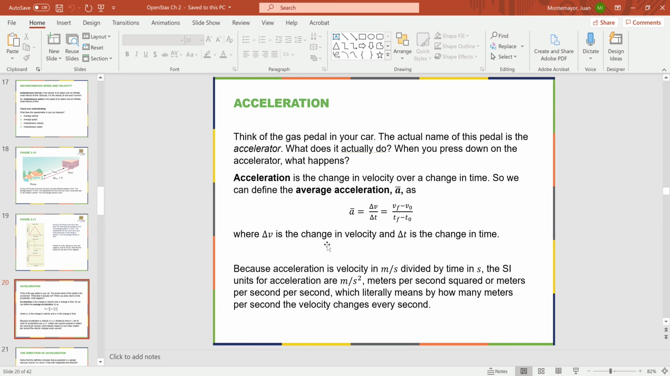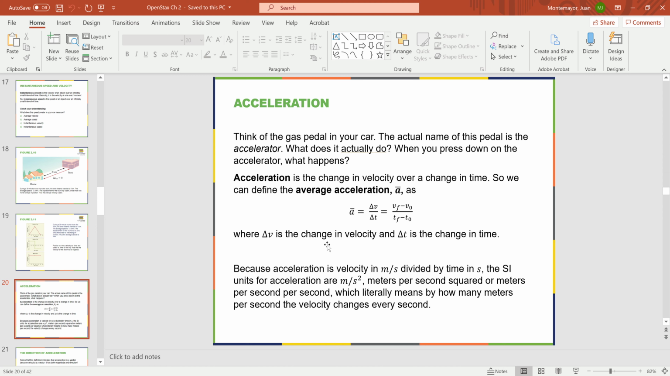So it is the change in velocity over time. So whenever you hit your gas pedal, you speed up over a certain time. As long as you are pressing down on the gas pedal, you are still speeding up until you decide otherwise. So for here, it's the change in velocity over time, like we mentioned. So we can define your average acceleration as your delta V over your change in time, delta T.